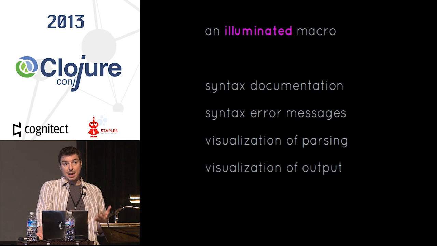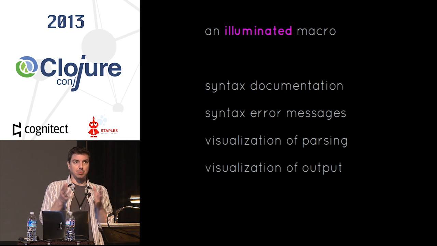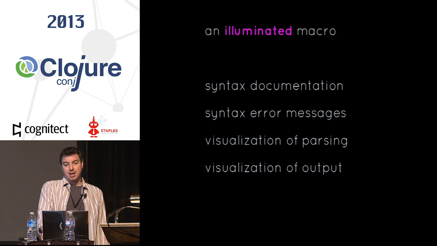Now we have macroexpand, right? And that's something, but it'd be pretty neat if, for example, you could tell from the output of macroexpand which parts of the macro form came from the macro itself and which parts came from your input. It might help clarify what's going on there. And of course, the important thing is that it should be easy to do all these things.